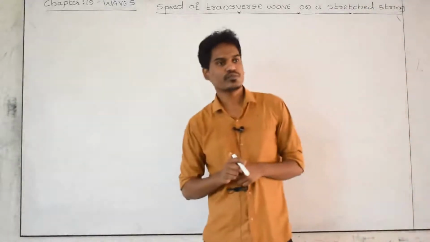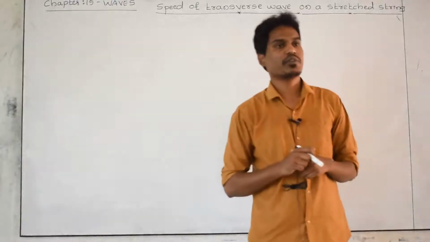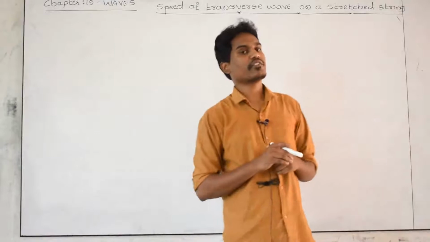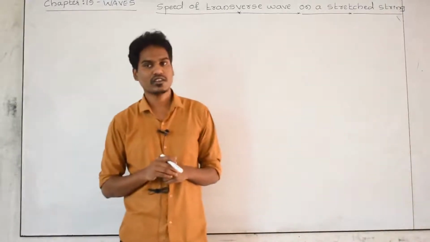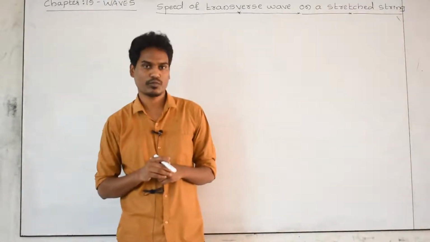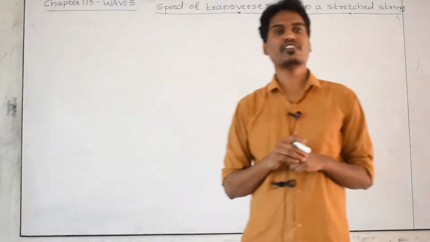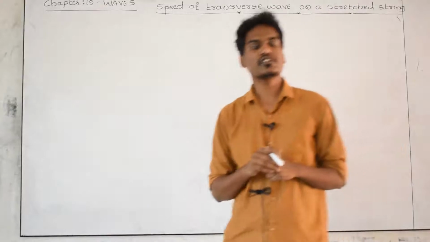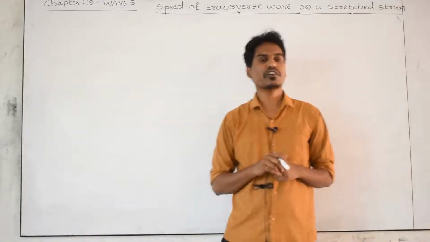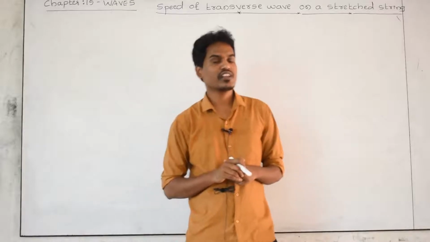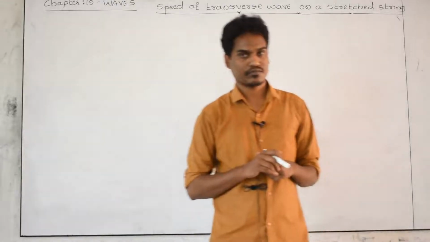Good morning, students. In the previous class we discussed the derivation of the formula for the speed of a progressive wave. How do we find the speed of a progressive wave? We discussed that the formula is v equal to omega by k, or v equal to frequency into lambda.